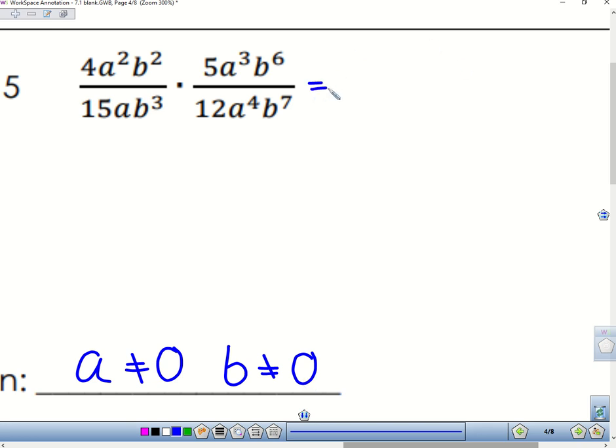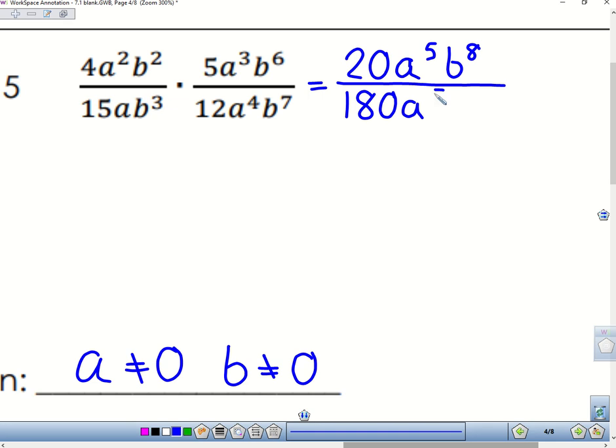So now we're going to multiply across. So what's 4 times 5? Good. A to the? Good. B to the? Good. All over 15 times 12. Yeah, 180 is good. And then A to the? Good. B to the 10th. Once you have this, like I said, if you did this stage first, you could still have found the restrictions right here. This is the step where you have to, point of no return.